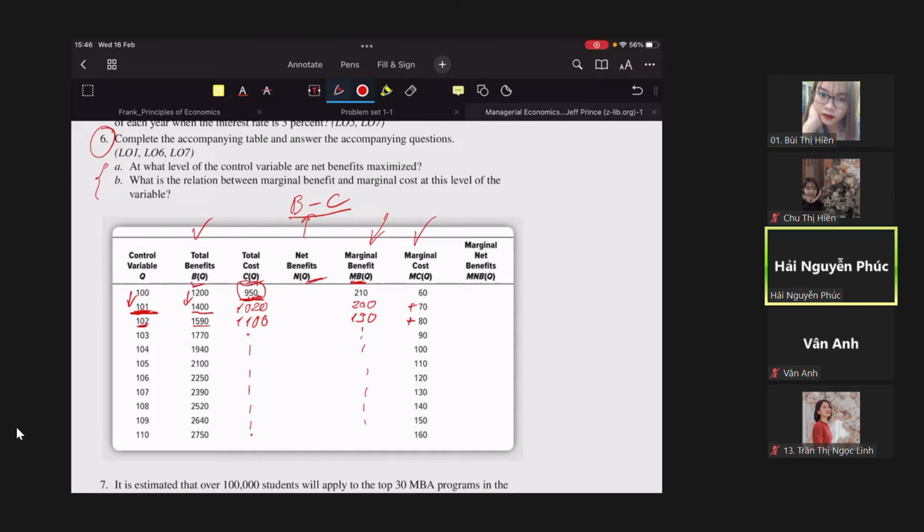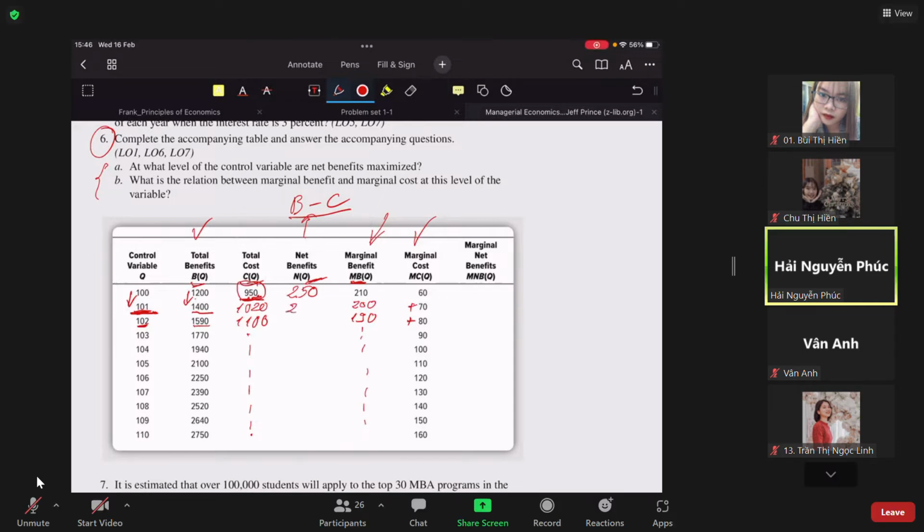For example, it is 1200 minus 950. So it is 250. Here we have 280, and so on.